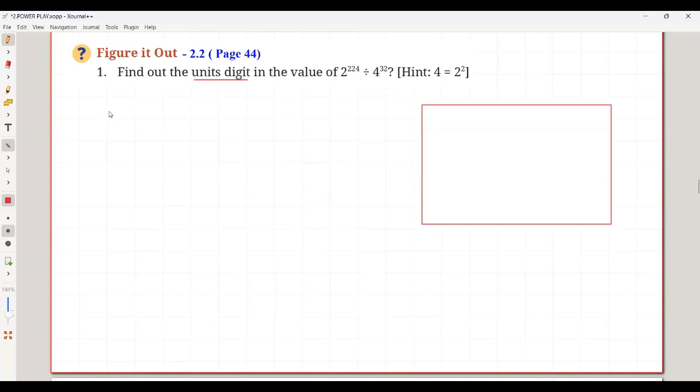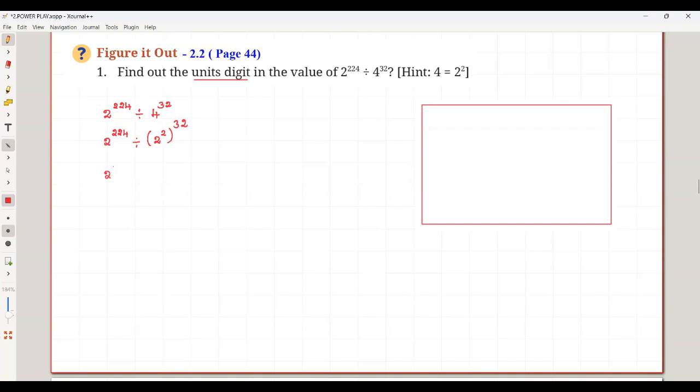So first, 2 power 224 divided by 4 to the power 32. Here the base is 2, here the base is 4. I have to make the bases the same so that I can apply the laws of exponents. So 2 power 224 we can write as it is, and 4 I can write as 2 square, where 2 into 2 is 4, to the power 32.